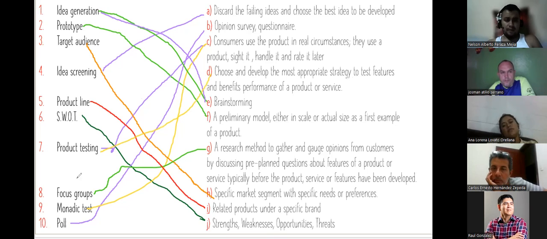Very good. What about focus groups? Focus groups: a research method to gather and gauge opinions from customers by discussing pre-planned questions about features of a product or service, typically before the product, service, or feature have been developed. Very good.